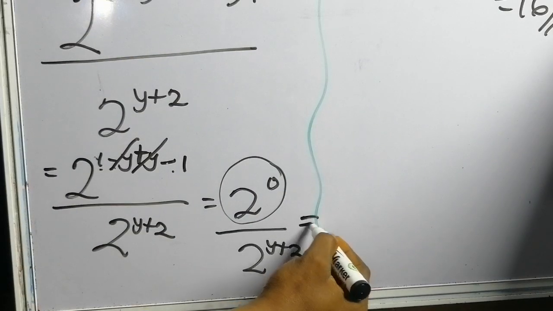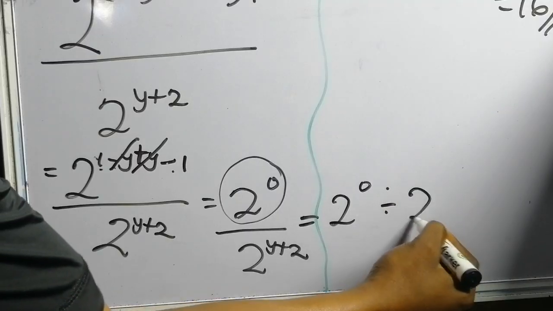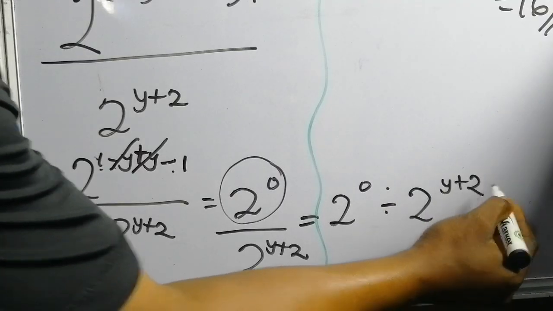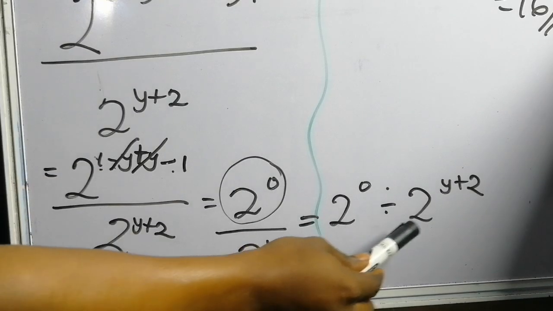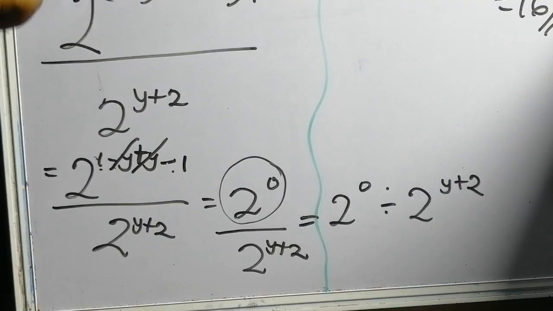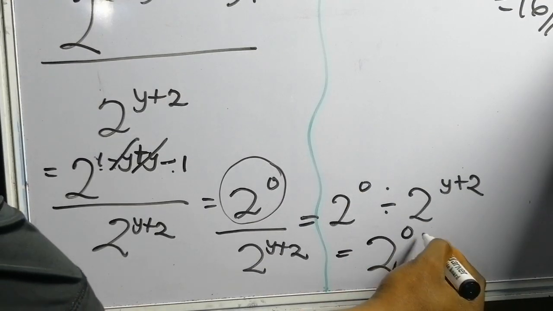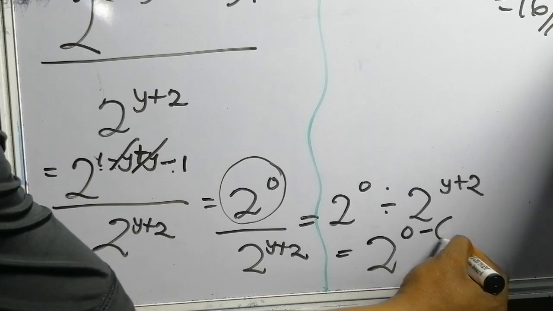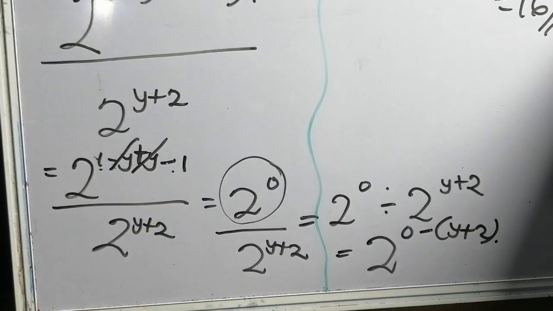So this is the same thing as saying 2 raised to power 0 divided by 2 raised to power y plus 2. You can see now, this is just to explain the multiplication and division law. Look at it, pick one base and do what? Subtract the power. So this is what? That's 2 raised to power 0, minus y plus 2. Do you see it now?